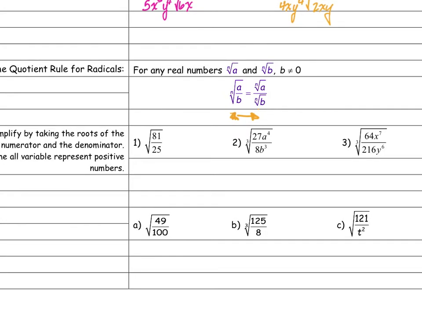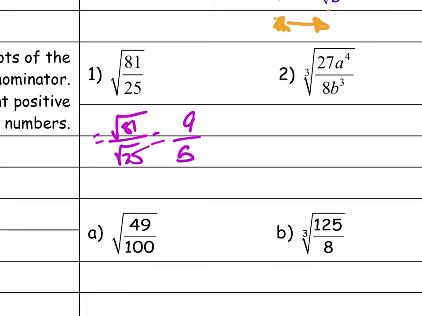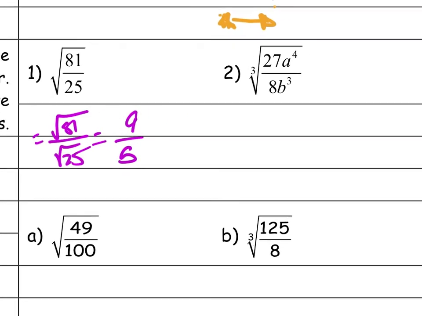That's it. So what's the cubed root of 81? Oh, no, this is a square root. Sorry, square root of 81 over the square root of 25. So basically I can say square root of 81 over the square root of 25, which equals 9 over 5. That's it. Okay? Want me to make it bigger so you guys can see it in here? Is that better? And then we're going to move on to this cube root here.